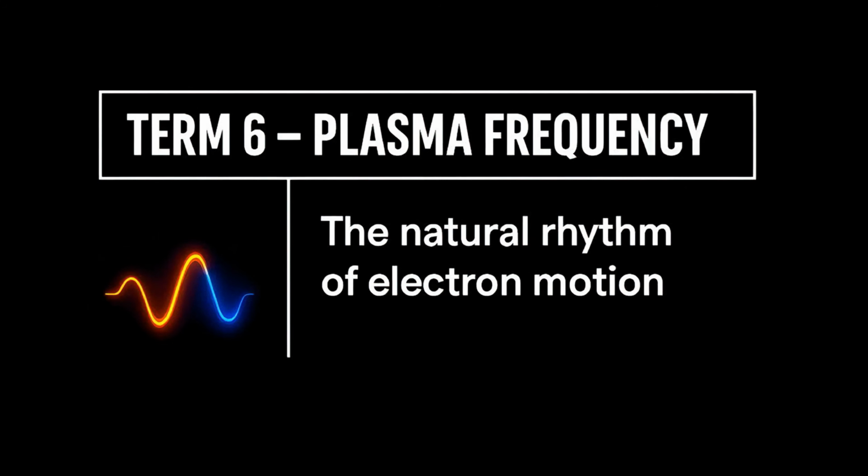Now let's talk about plasma frequency, the natural rhythm of electron motion. Even when plasma looks calm, it's vibrating. Free electrons are constantly being pulled and pushed by electric fields, and instead of just drifting, they oscillate. That back and forth motion happens at specific rates, and that rate depends on how densely packed the electrons are. This is what scientists call the plasma frequency. Think of it as a natural heartbeat, so to speak, of the charged particles inside.